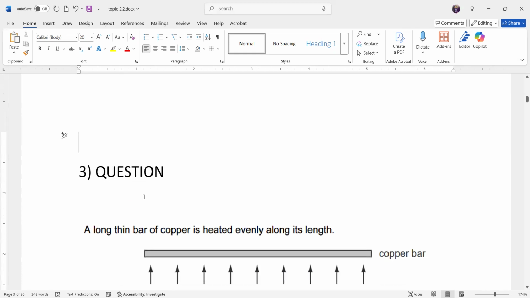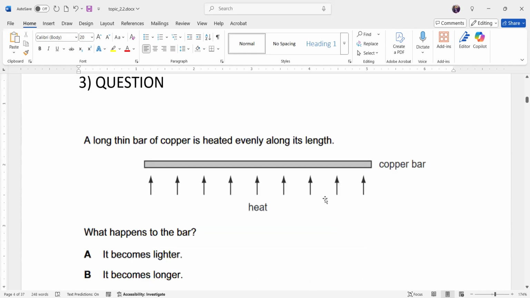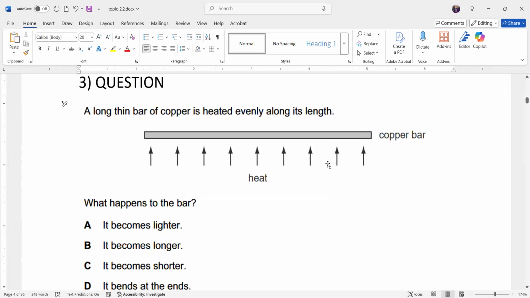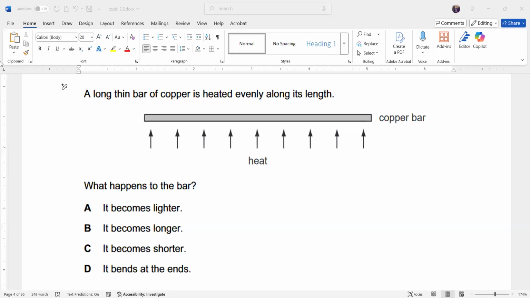Question 3. A long thin bar of copper is heated evenly. If we heat something evenly, what will happen? Substances expand on heating and contract on cooling. So what will happen? The size will increase, the dimensions will increase, and it will become longer.